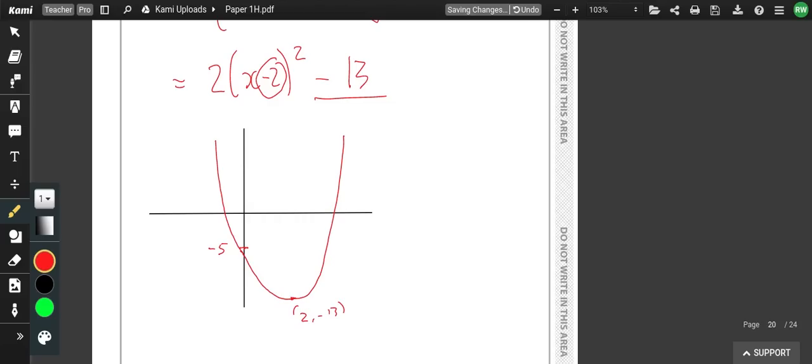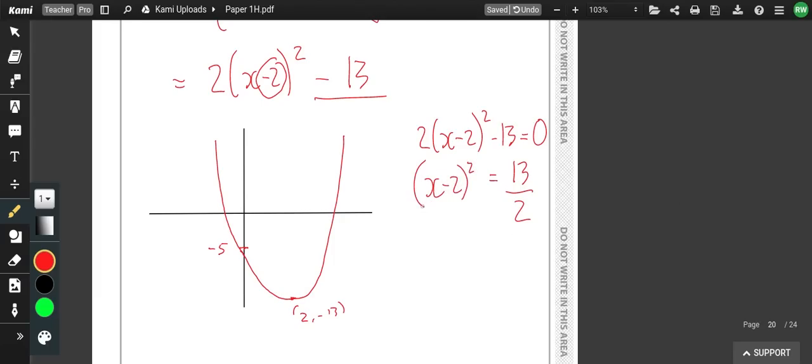And we now need to know the x-intercepts. So we have to solve this equation, y equals 0. So we're going to do 2 brackets x minus 2 squared minus 13 equals 0. Take the 13 across, divide by 2, and I get x minus 2 squared. Take the square root, and I get plus minus square root of 13 over 2.